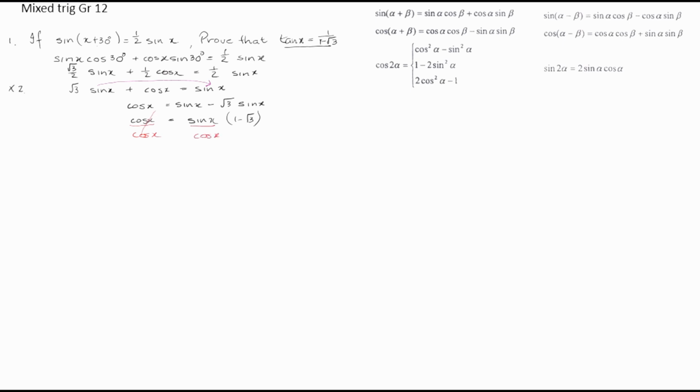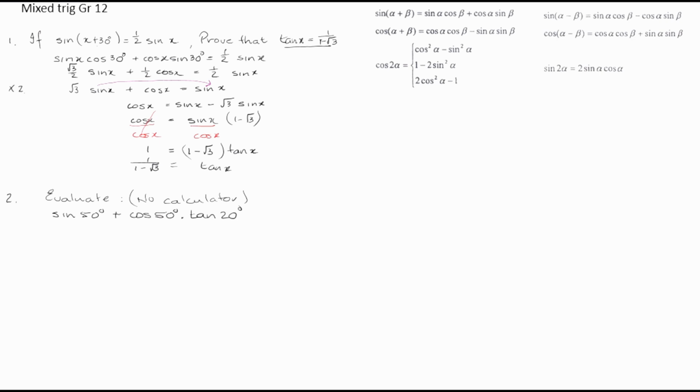And that cancels, so we'll get 1 equals, I would rather write this in the front, 1 minus root 3, and sine on cos is tan x. And then I end up with tan x equals 1 on 1 minus root 3, and I have achieved the answer they told us we should get. Right, that was a very nice one.